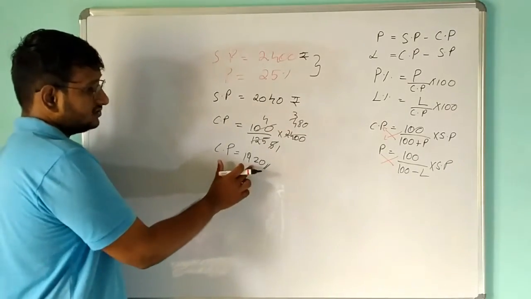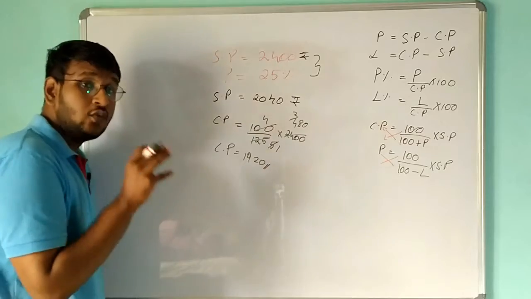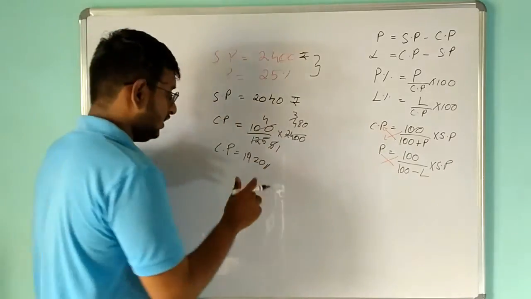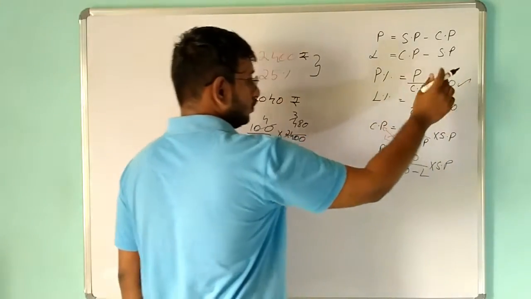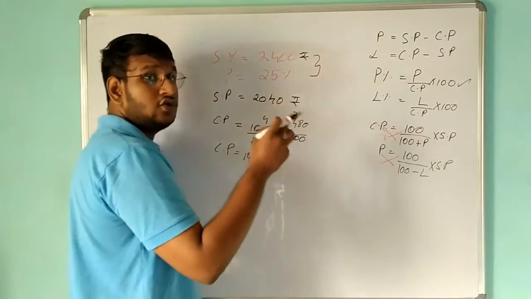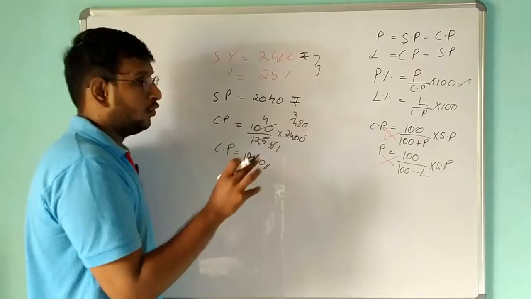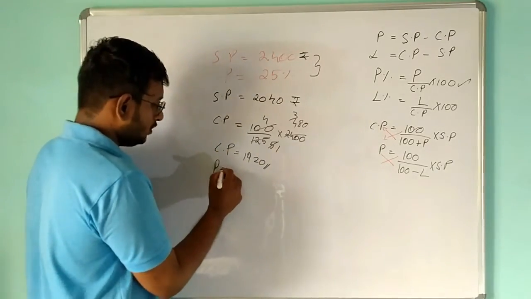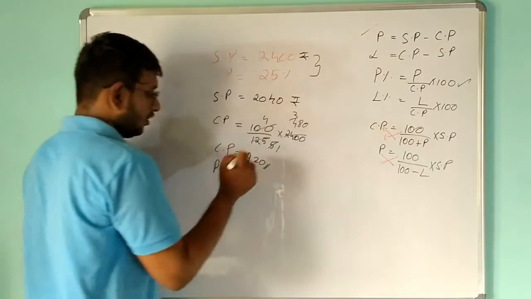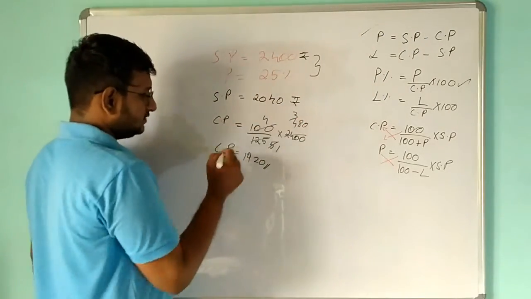So now we know what the cost price is. Now we are going to find our profit percentage. In order to find the profit percentage, we are going to use this formula. To use that formula, we need to know the exact profit amount, which we don't know. So to find the profit amount, we are going to use this formula: profit is equal to selling price minus cost price.